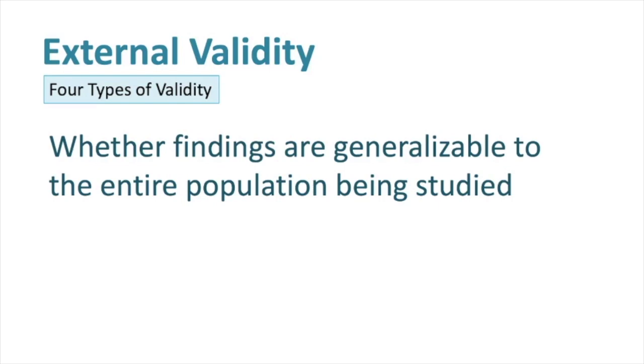When it comes to external validity, this is the idea of whether findings are generalizable to the entire population being studied. So internal validity was, are the results that we're finding valid for the sample that we have? External validity is saying how much do those results actually generalize to the entire population that we want to know more about.